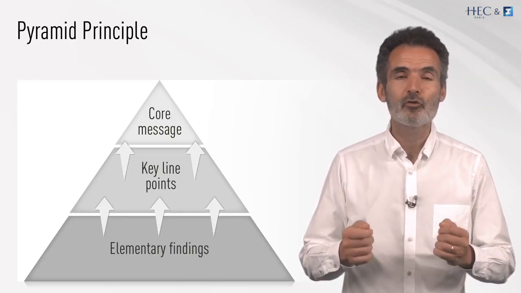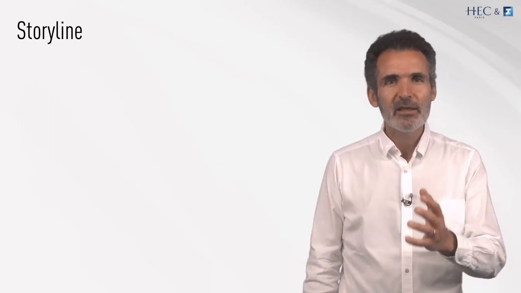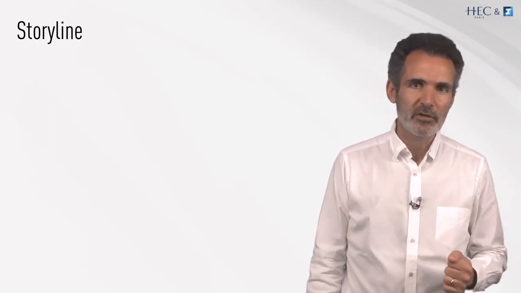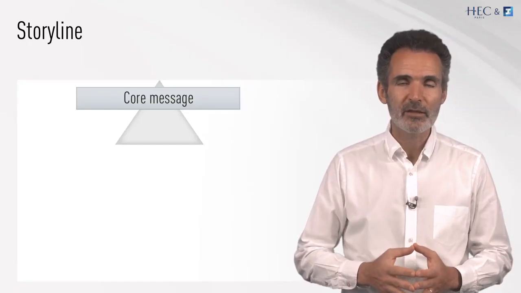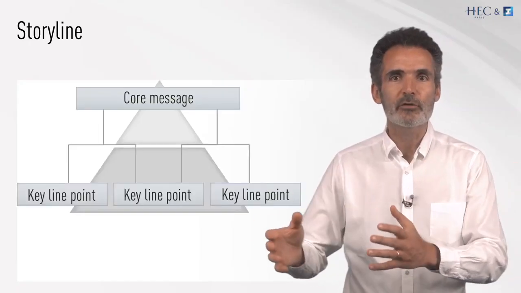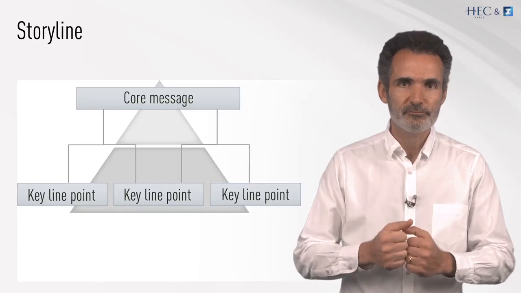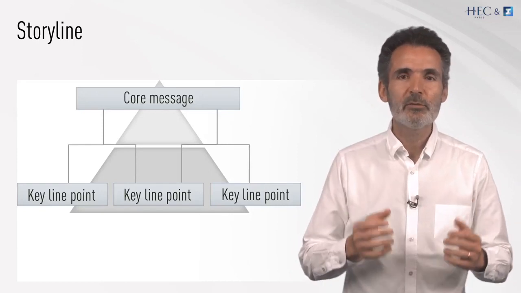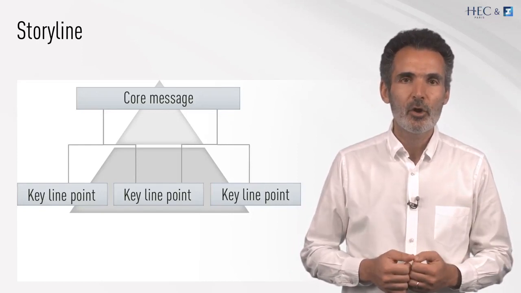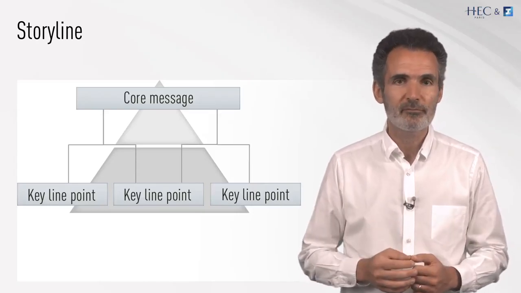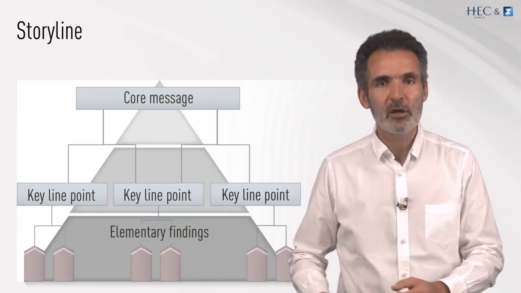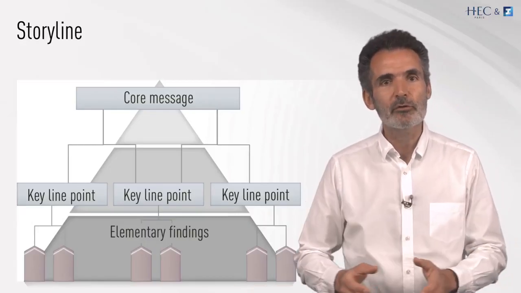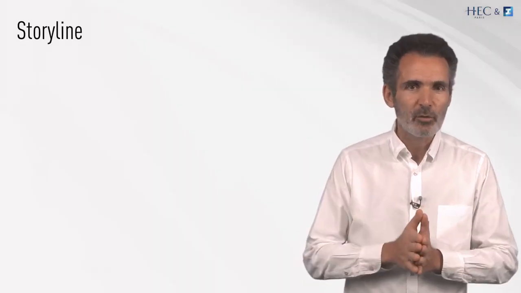First, write a storyline. A storyline is the skeleton of the story you are going to tell. Start at the top of the pyramid with the core message that conveys your solution in a few words. Then, go down to the key line points that support the core message. Key line points can be reasons why your solution is correct, or perhaps ways to implement it. Finally, lay out your elementary findings at the base of the pyramid to back up each of the key line points.